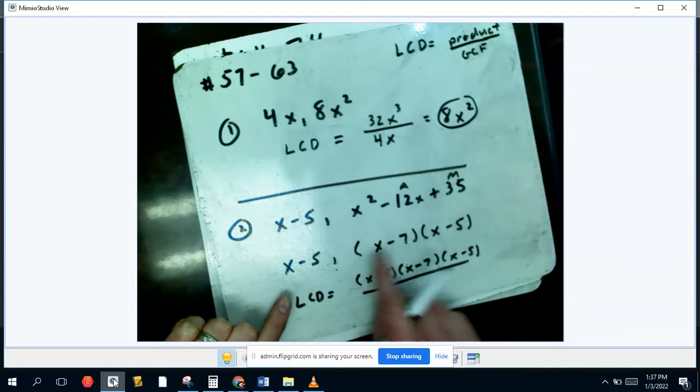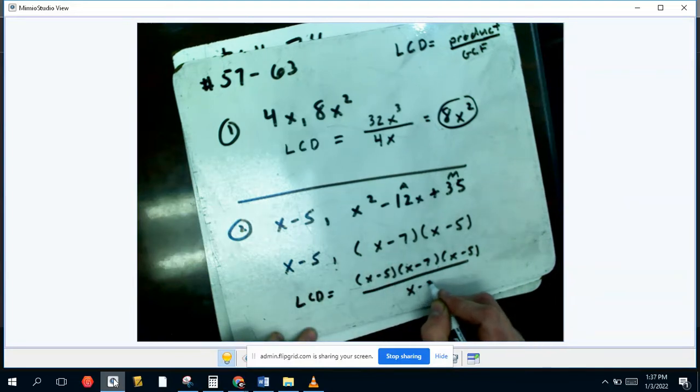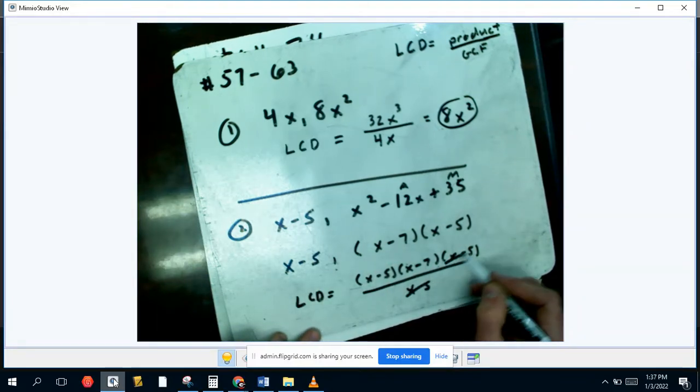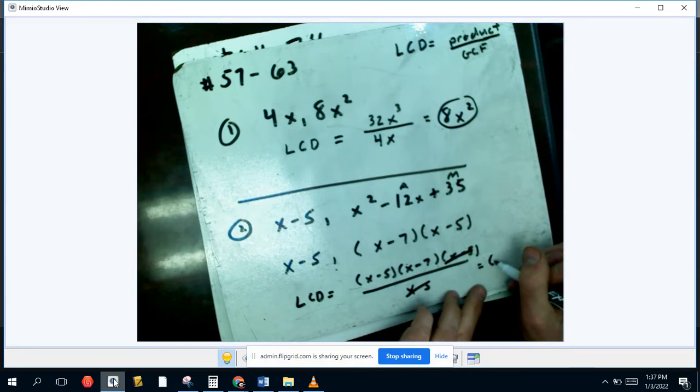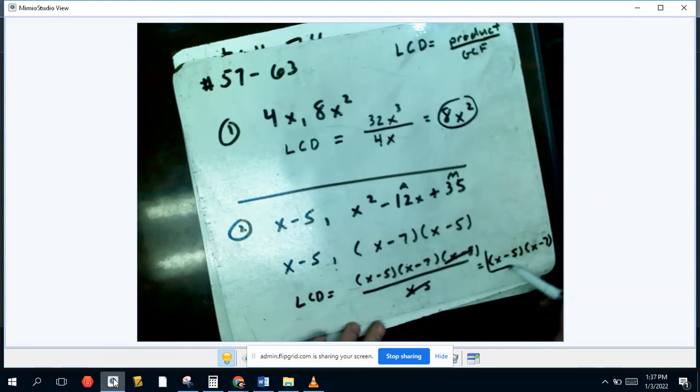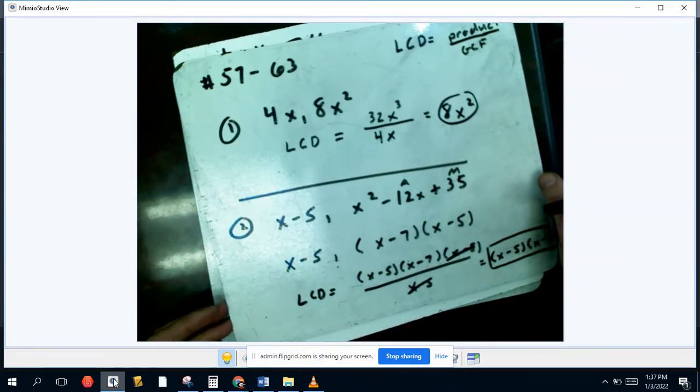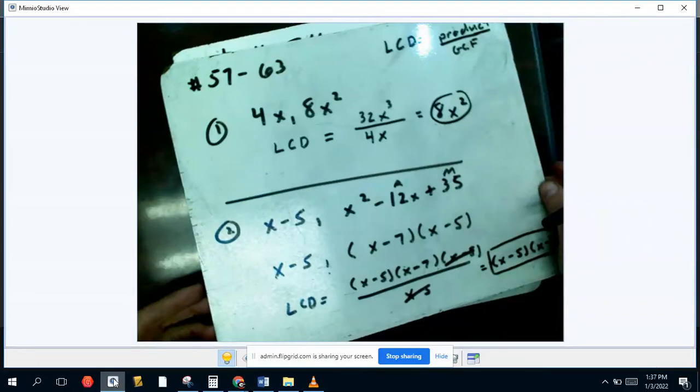What's in common to these two? Well, x minus 5 is. Okay. Then they'll cancel. So my LCD here happens to be x minus 5 times x minus 7. So this is my LCD. And you'll need that LCD to be able to add when fractions do not have the same denominators. Okay, again, pause and rewind as necessary on this video.